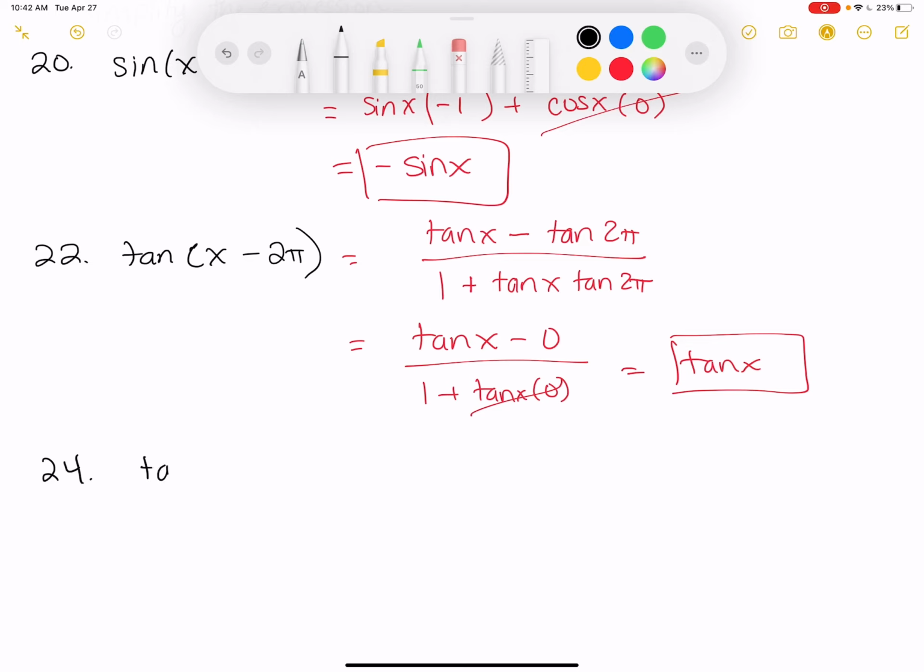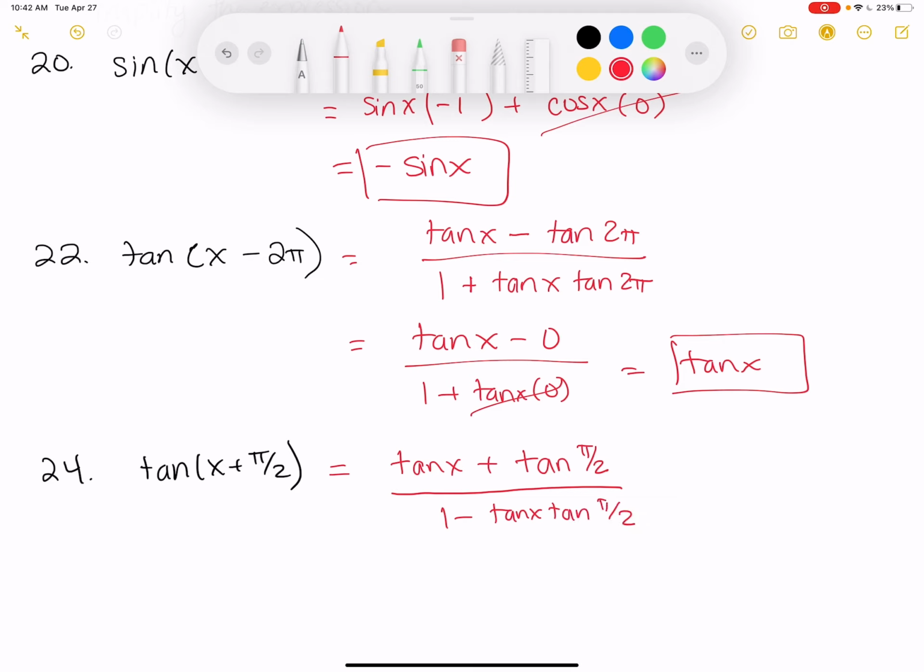Let's just try this one. Tangent of x plus pi over 2. Pi over 2 and 2 pi are not the same on the table. Pi over 2 is at the top. So it would be tangent x plus tangent of pi over 2, over 1 minus tangent x tangent of pi over 2. This is one of those undefined ones.